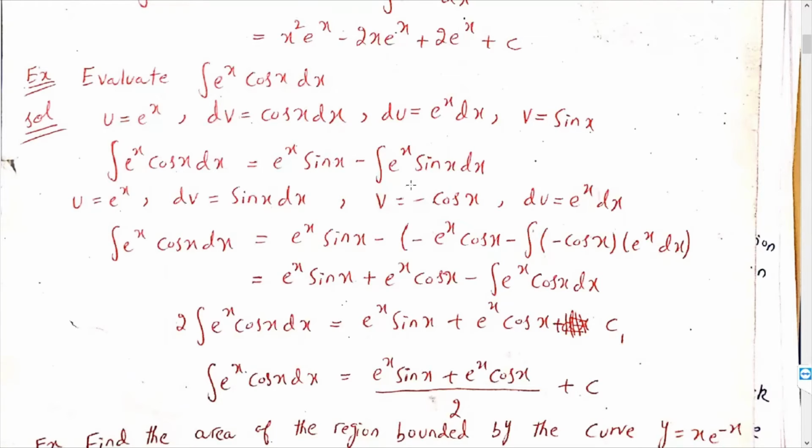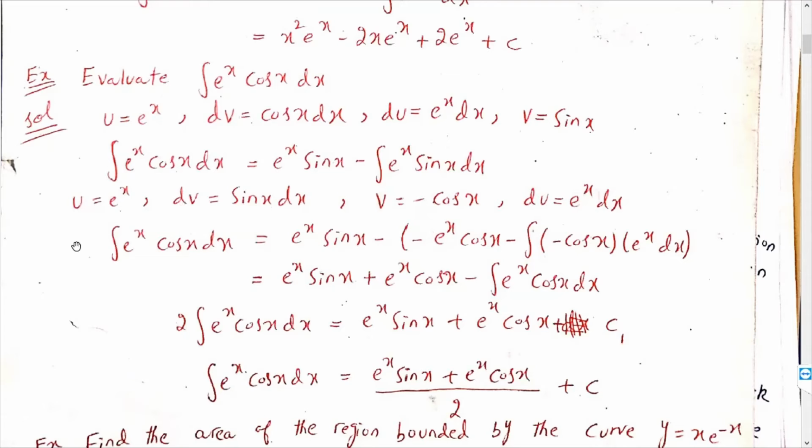Now we can see that on the right side, once again, I am getting an integral, so I have to apply integration by parts once again. Now let u equal e raised to the power x and dv equal sine x dx. Differentiate u and integrate dv. I get these answers. Substituting all these values in the formula of integration by parts, I get this expression. Now, as we all know, we have already solved this expression.